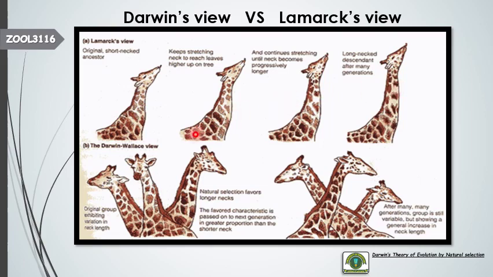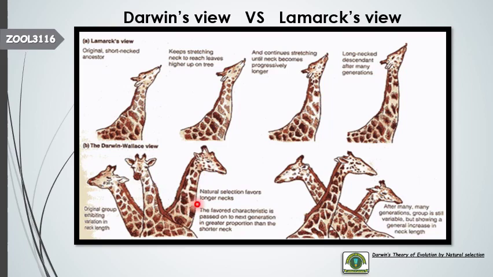But on the contrary, Darwin and Wallace's view was quite different. They thought that in the population there is variation. In the population, not every individual is the same. There is variation among the individuals of the population. Already in the original population of giraffes, most of the giraffes have short necks, but there are a few that have long necks by nature, right?